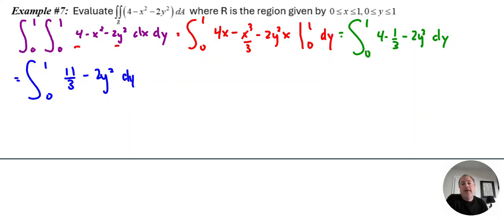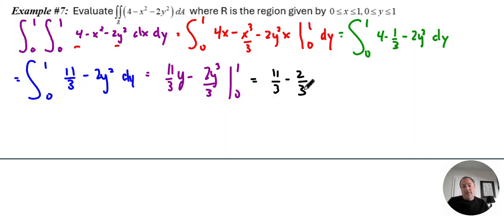And then this is where, again, it gets super boring, but it's okay. We like boring. Sometimes we're going to integrate this now as 11/3 y minus 2y cubed over 3, evaluated from 0 to 1. And so our final answer here will be replacing the y with 1, and we get 11/3 minus 2/3, which gives us 9/3, which gives us an answer of 3.